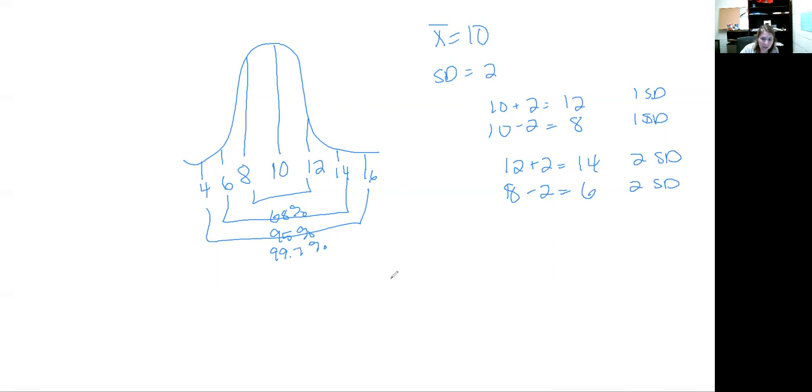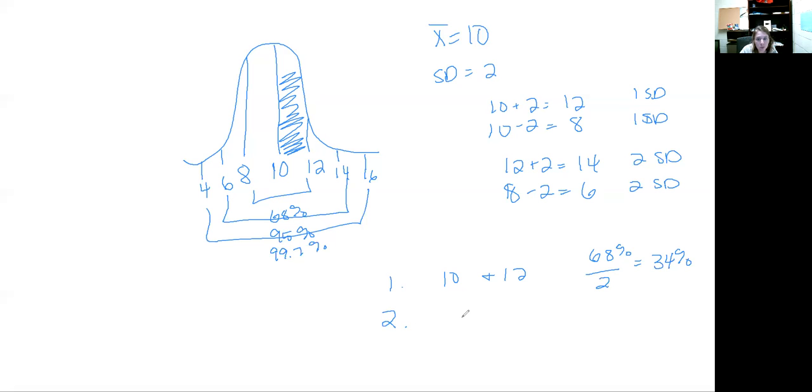All right, number 1 asks you, what is the percentage that would fall between 10 and 12? All right, so what we're looking at is this part of the data right here, okay? So we're looking from here to here. Well, 68% fall between 8 and 12. So we're looking at only half of that. So you would take 68% and divide it by 2, which would give you 34%. So 34% fall between 10 and 12, if that makes sense, okay?